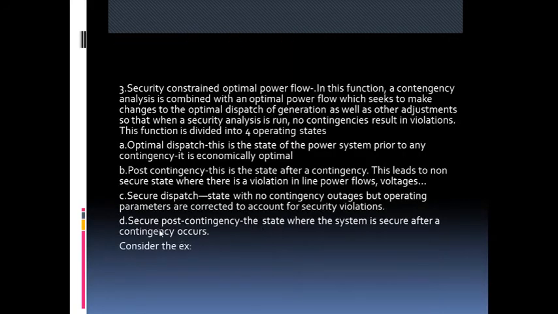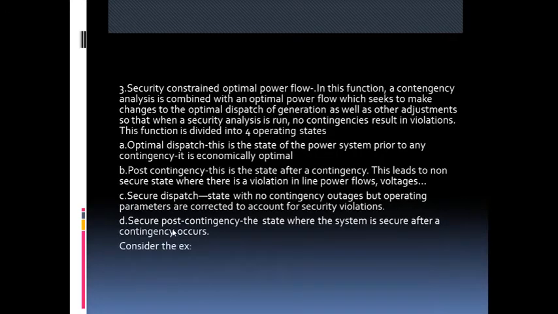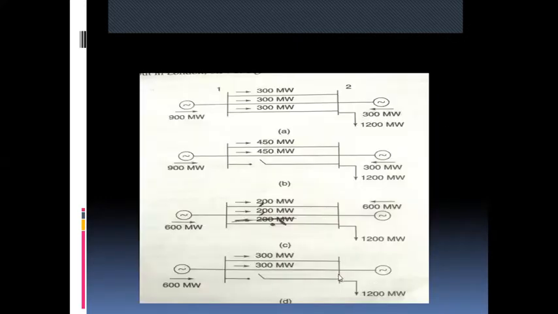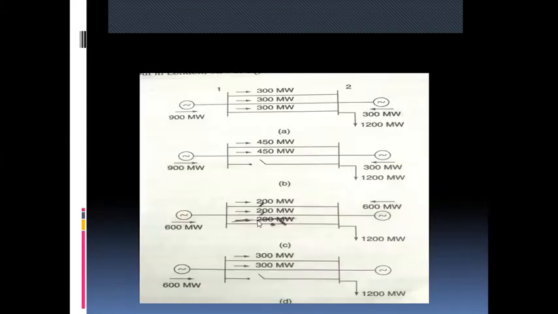Whereas in the fourth case, secure post contingency, is the state where the system is secure after a contingency occurs. After the contingency occurs, the system is still secure. The maximum capacity in the transmission line was 300 megawatts, so this has to supply 600 megawatts. A corrective measure has been taken. So the total 600 plus 600 is 1200 megawatts. After some corrective measures have been taken, it is secure even after the contingency. So this is about security constrained optimal power flow.